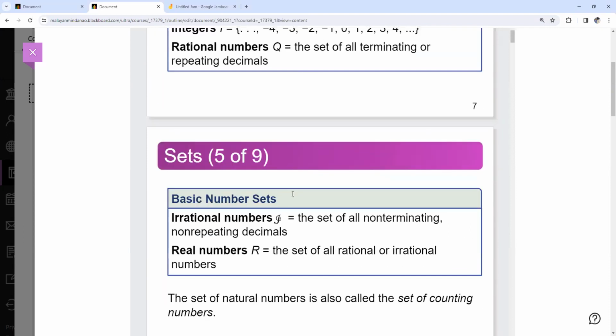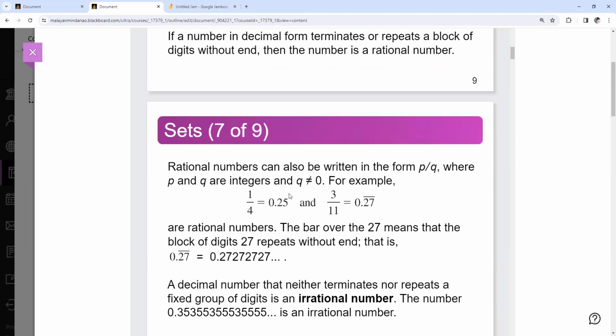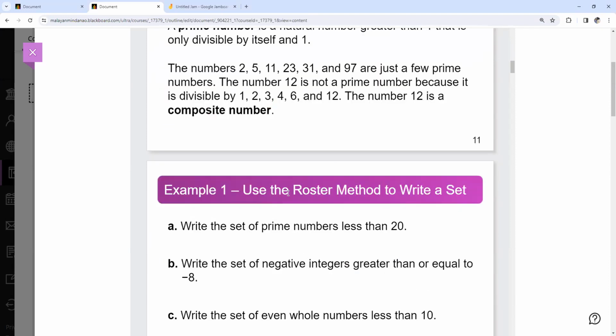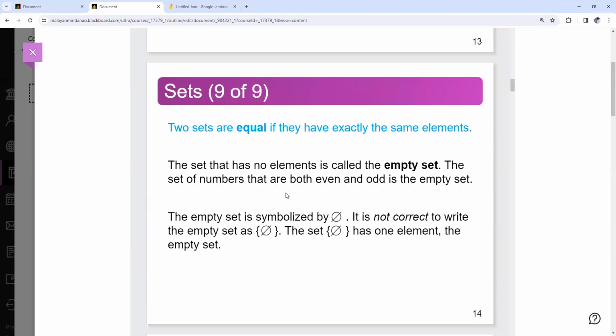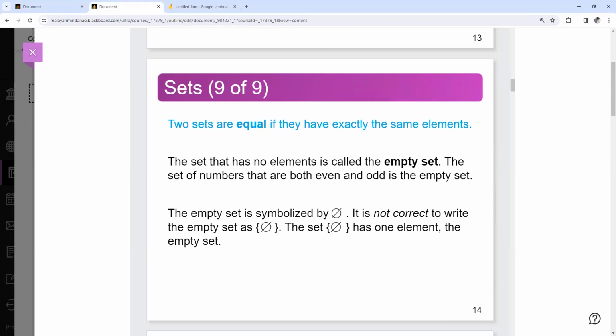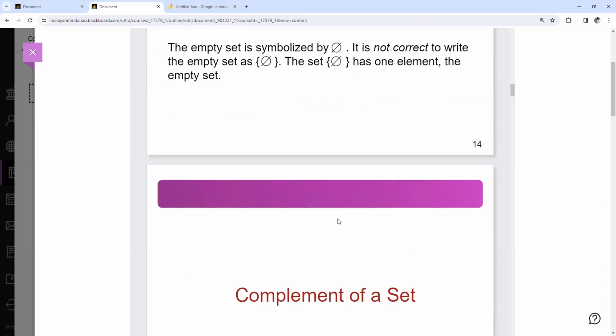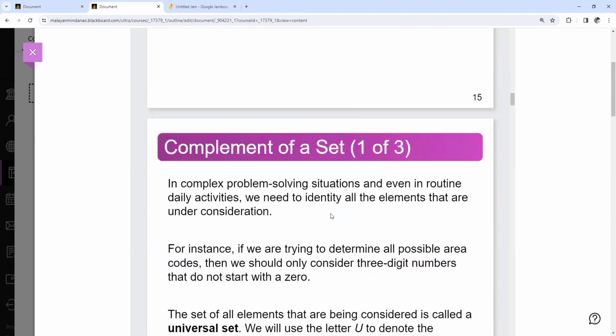And we also have set operations. Set operations are, for example, the equality of sets. Two sets are equal if they have exactly the same elements. And if you have an empty set, that means it has no elements. You use this symbol, a circle with a slash.